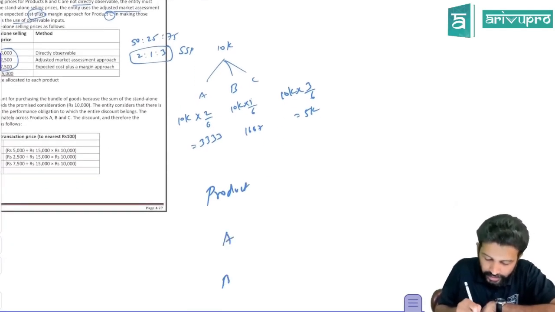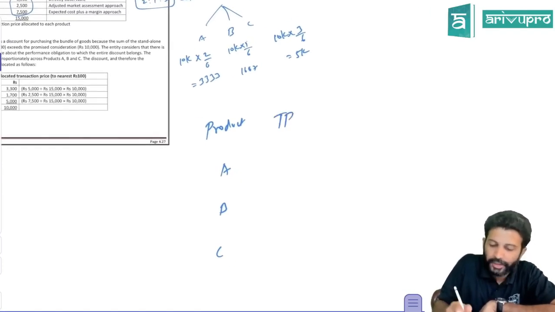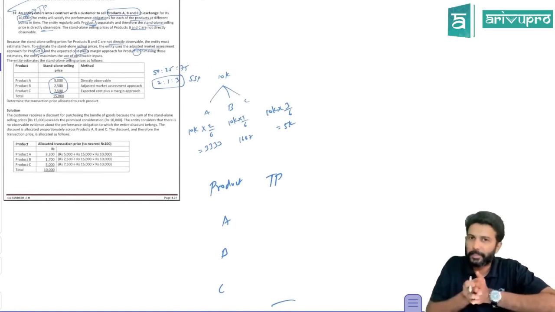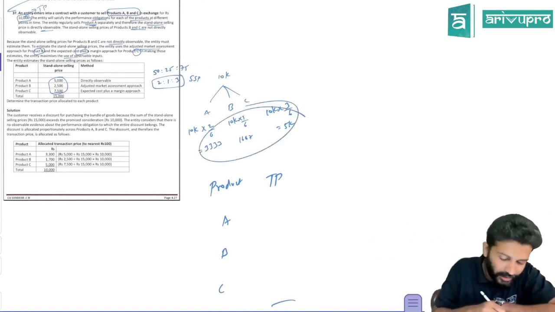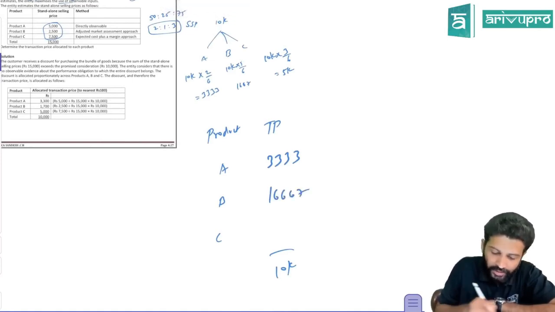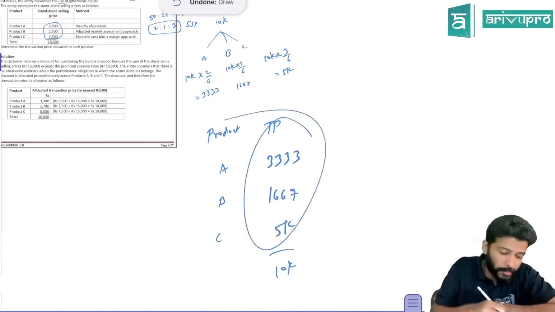Product ABC. If you just check over here, for product ABC, how much transaction price got allocated? The total transaction price is 10,000. You allocated the transaction price to all the performance obligations in this particular ratio. For A, it got allocated 3,333. This is 1,667. And then it is 5,000. Okay, sir, this is the transaction price you allocated.